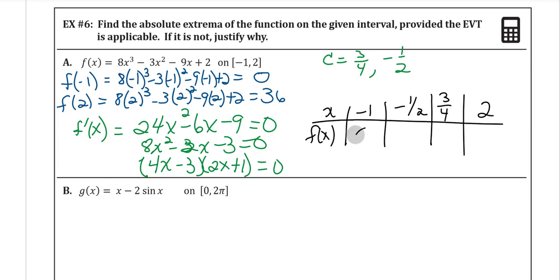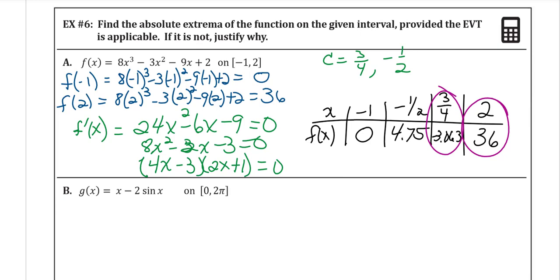So we know that we start at 0 and we end up at 36. Now what we have to do is substitute our critical numbers into our original function and find out their values. So f of -1/2 is 4.75, and f of 3/4 is -3.063. Now what you do to find the absolute extrema is pick the largest point and the smallest point.